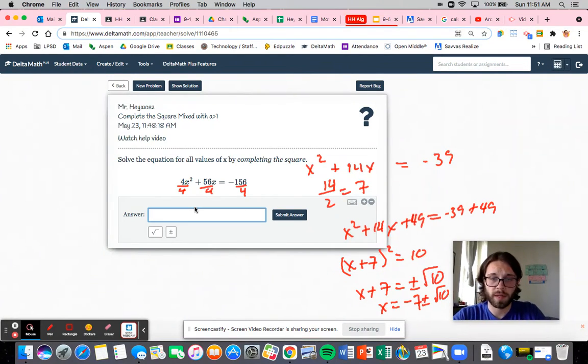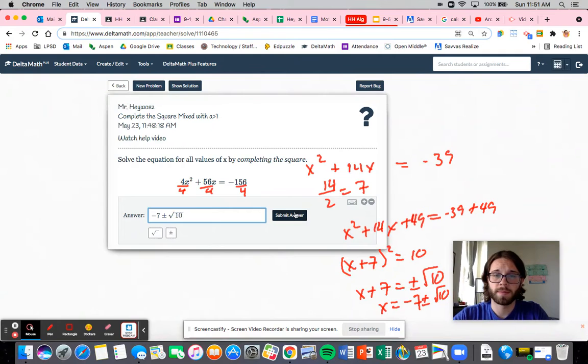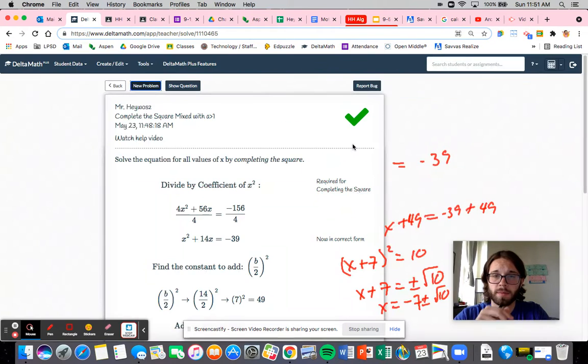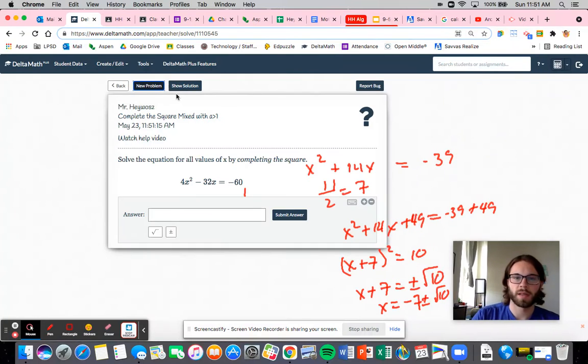Okay, so let's make sure I did that right. Negative 7 plus or minus square root of 10. There we go. Let's do another one for good measure, just to make sure we're all on the same page. We just did one with 4. Let's do one with a different number. They really like 4. Let's do one with 3. That was too small of numbers.